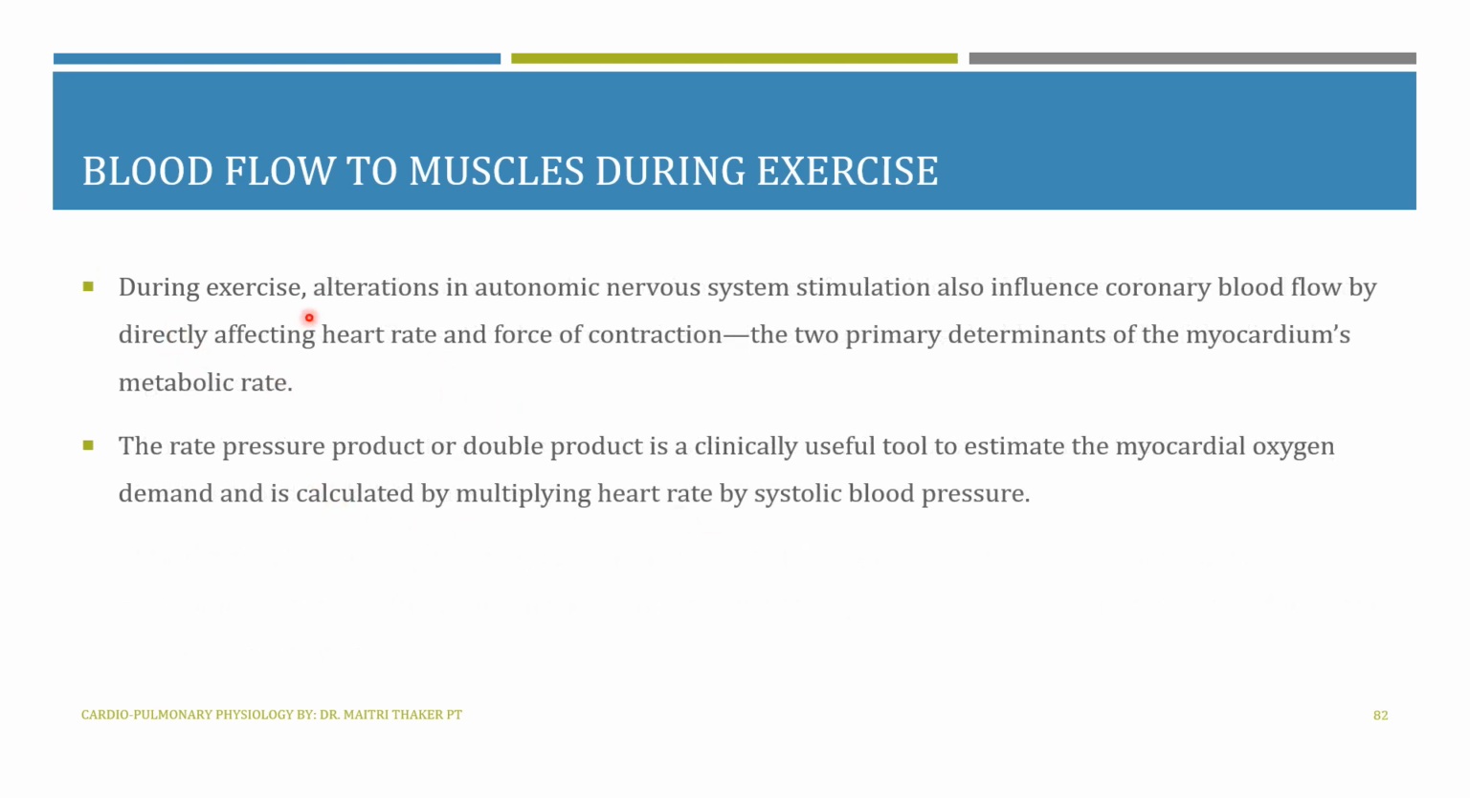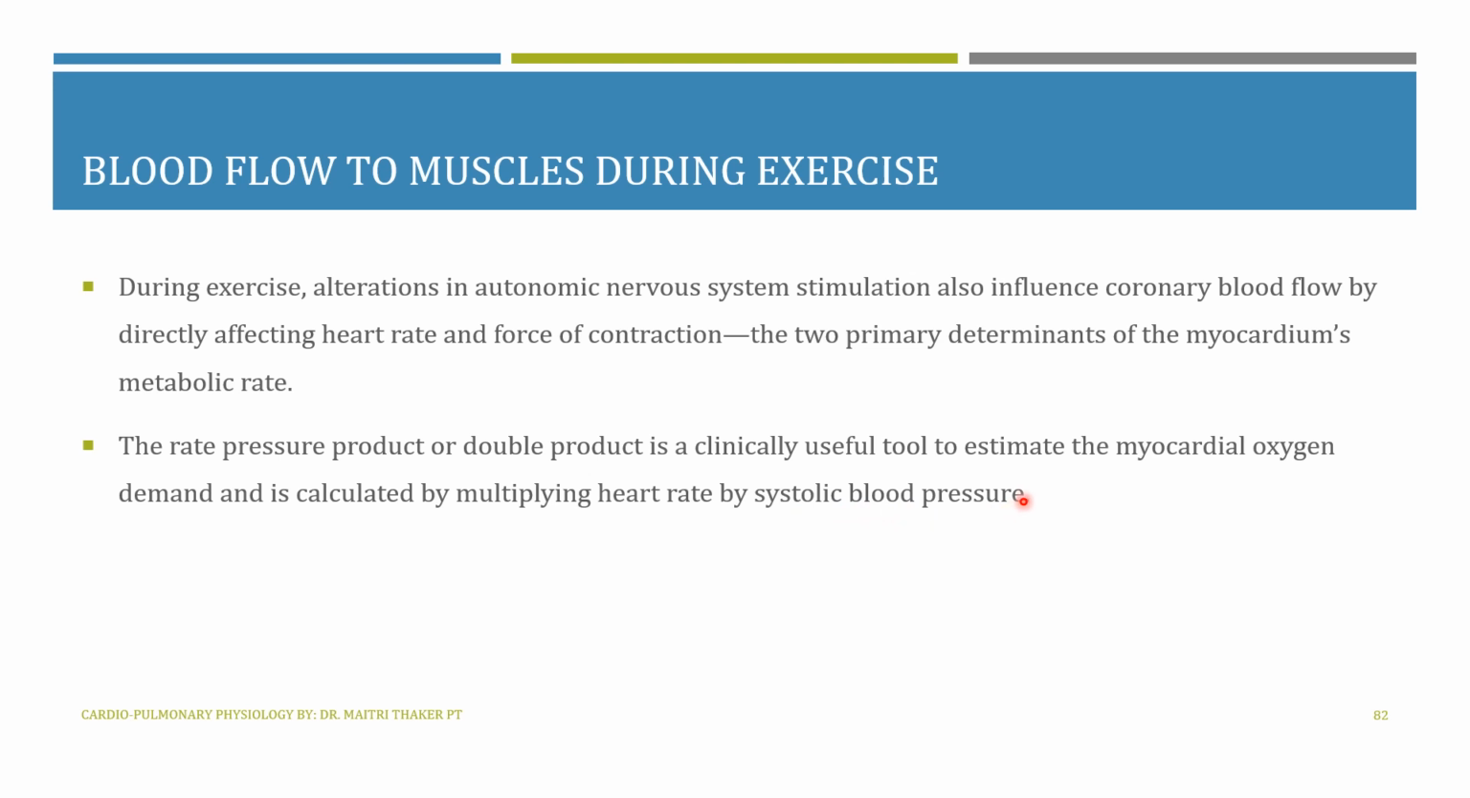During exercise, this alteration in autonomic nervous system stimulation also influences coronary blood flow directly by affecting the heart rate and the force of contraction. These are the two primary determinants of the myocardium's metabolic rate. So the rate pressure product, or double product, is a clinically useful tool to estimate myocardial oxygen demand and is calculated by multiplying the heart rate by systolic pressure.